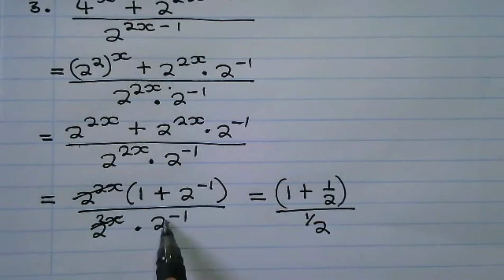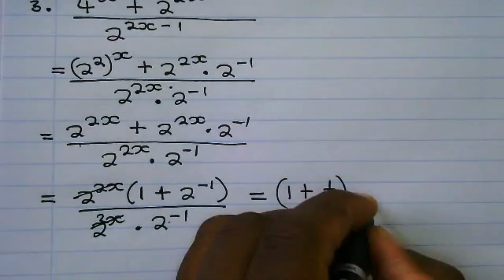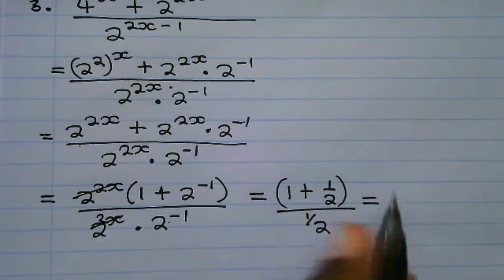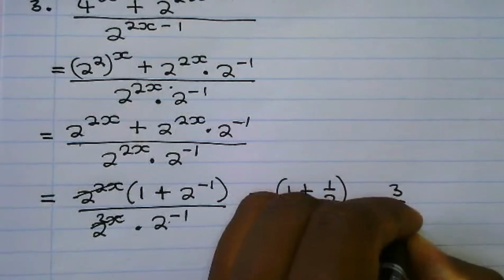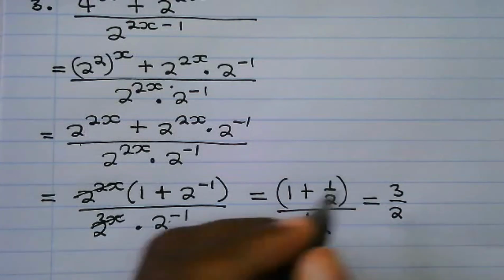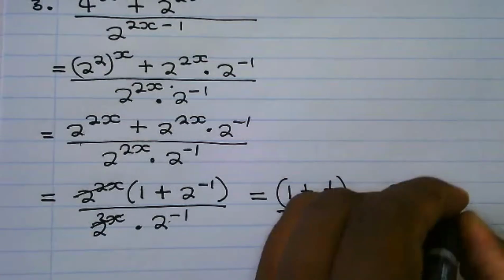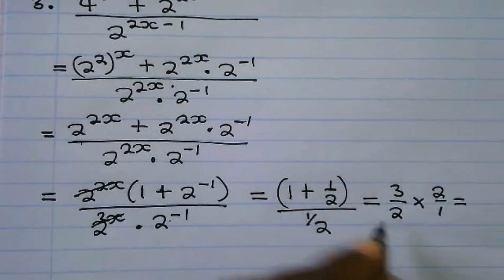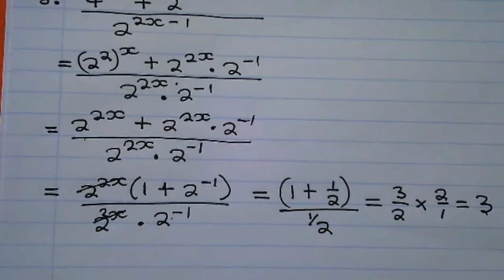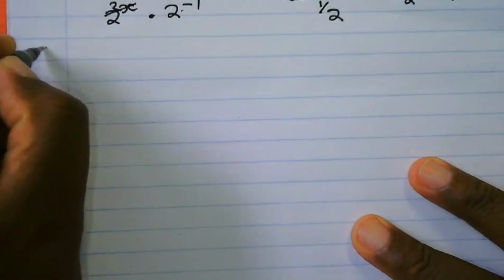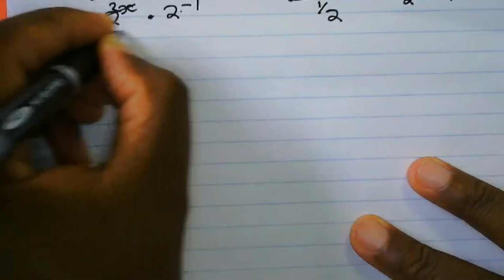1 over 2 also, 2 raised to the power of negative 1. This is equal to, this is 2 over 2 plus 1 over 2, that's 3 over 2, divided by 1 over 2 is the same as multiplying by 2 over 1, and this is equal to 3. This is number 3, and then number 4.